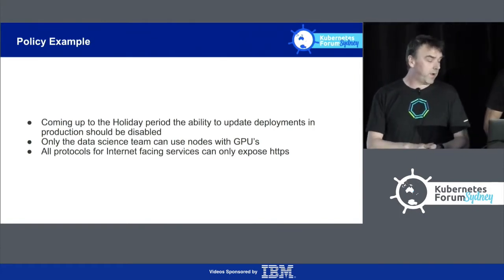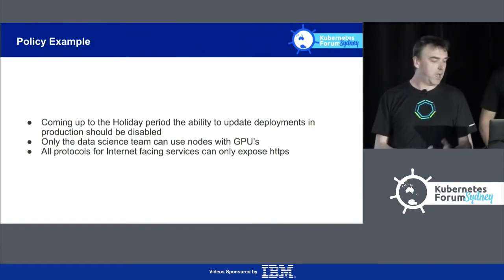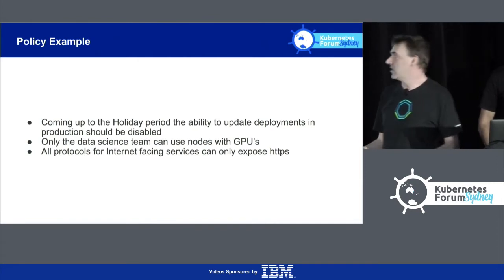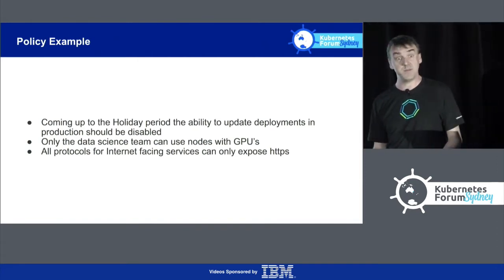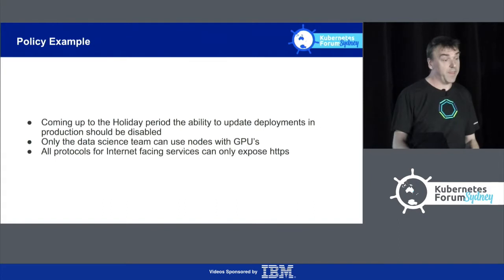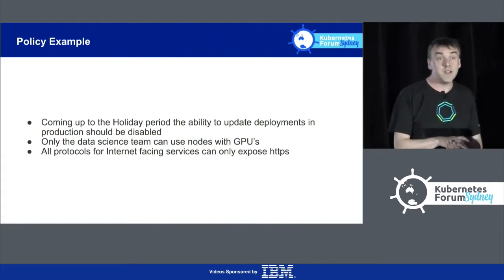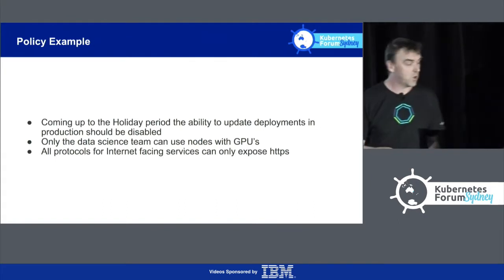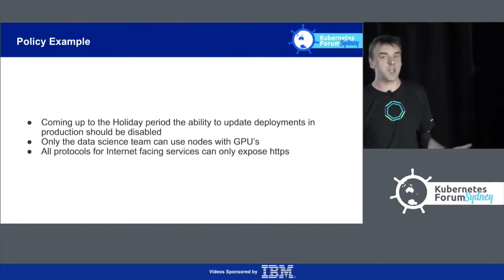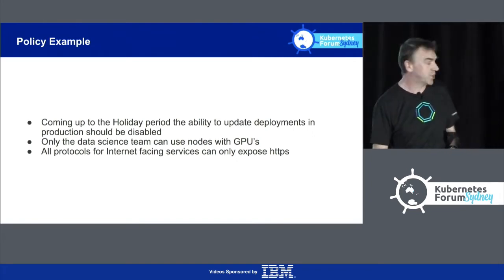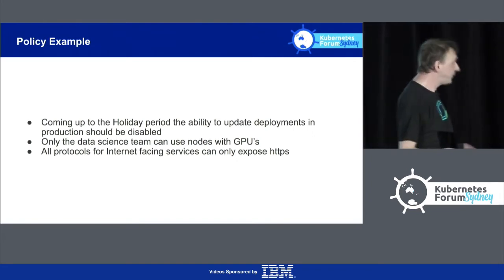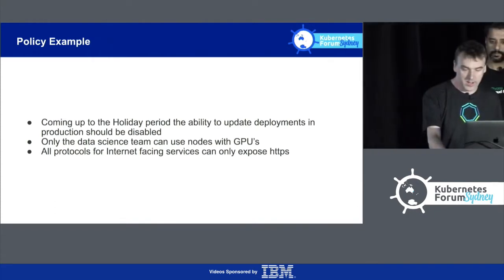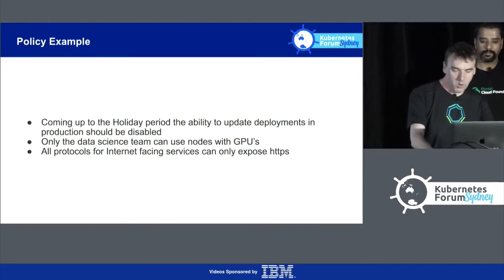So this is the kind of thing you can do. And finally, you might have a check to see that all internet-facing services are using HTTPS. I think the example that Amit's going to go through later in the talk is actually around restricting which container registries you can pull from, right? Yep.